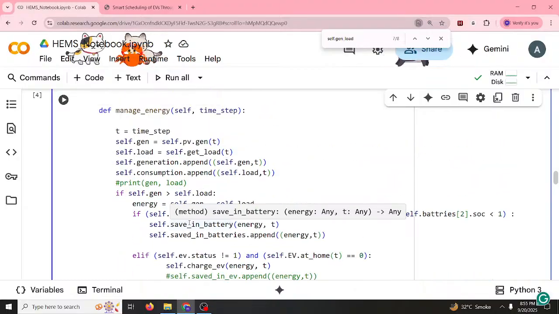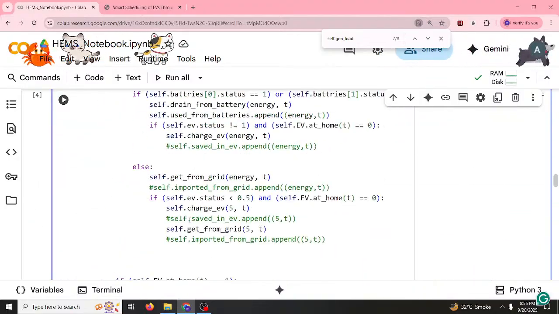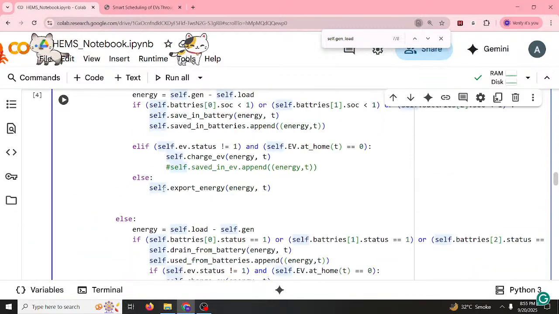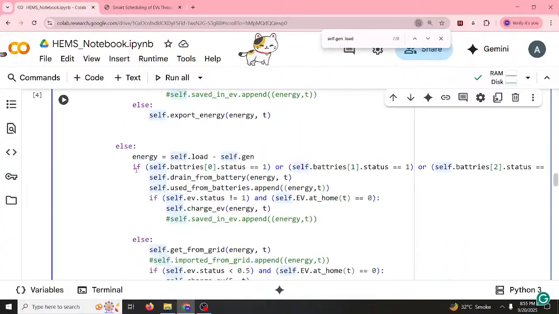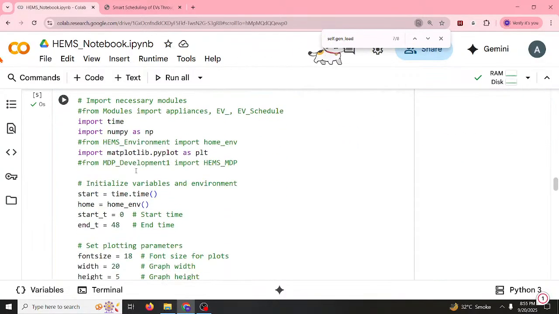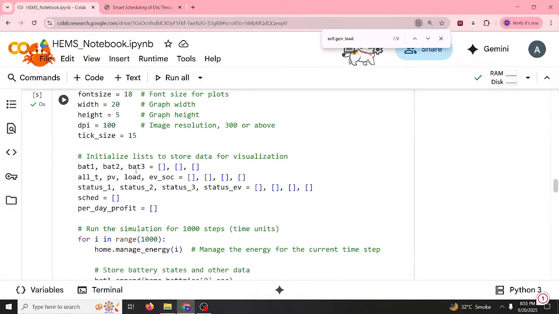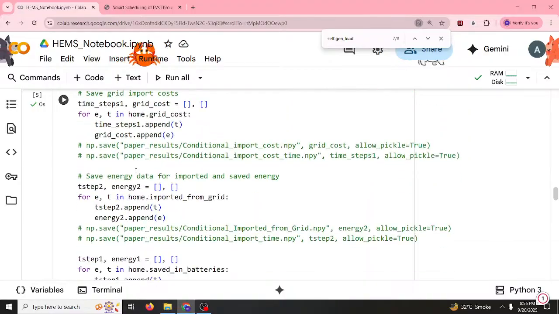So this manage energy is the similar function. Yes, that's it. That's just some extra piece of code here. Otherwise, the explanation is complete. Now we are moving towards the plots.